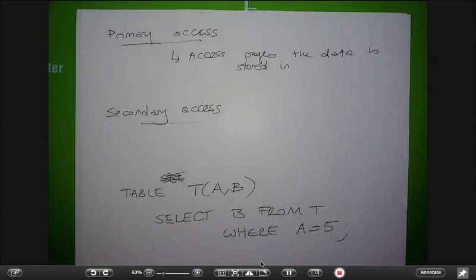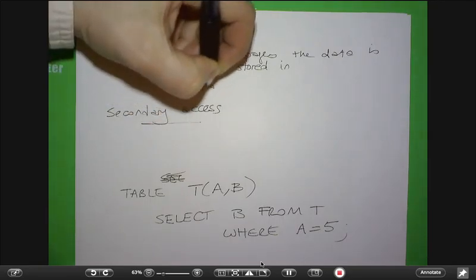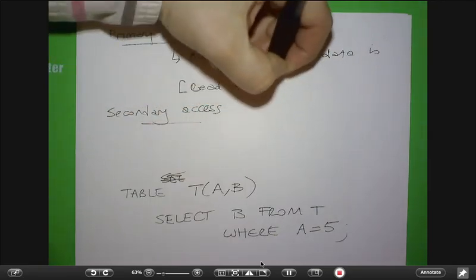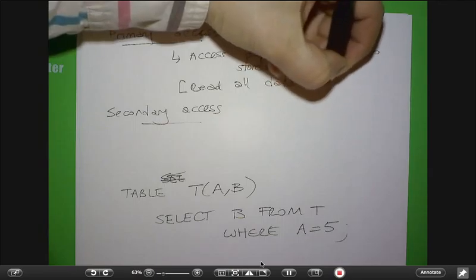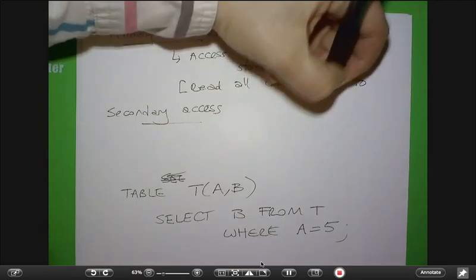This is called the primary access. Data is stored where it's stored. Read all the pages that this table is stored in, and find the tuples that satisfy this condition, and then return the B values. So basically, read all data pages to answer the query.